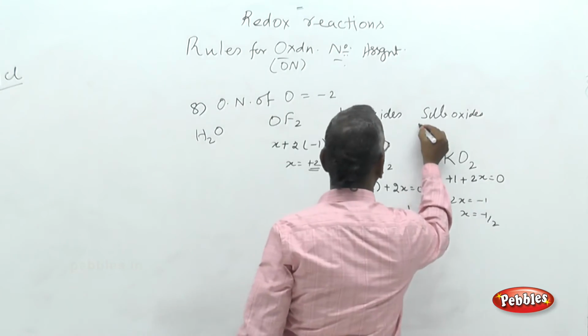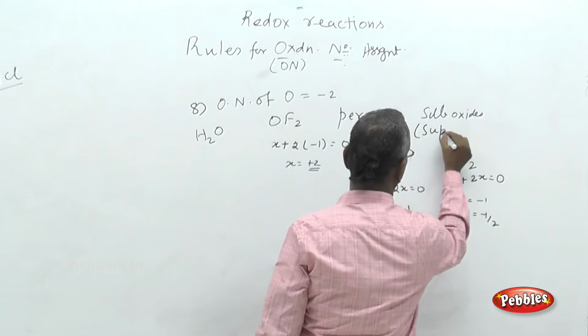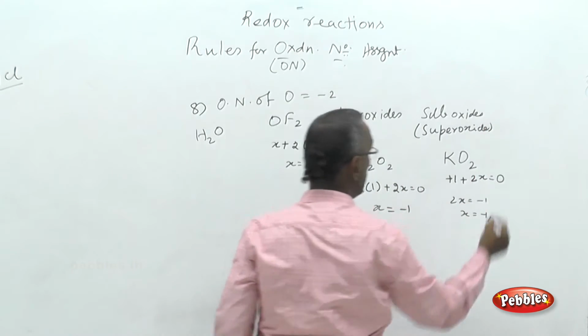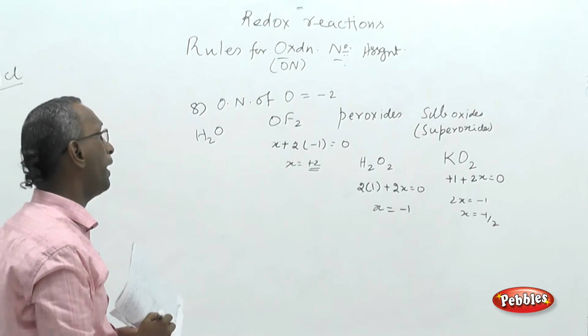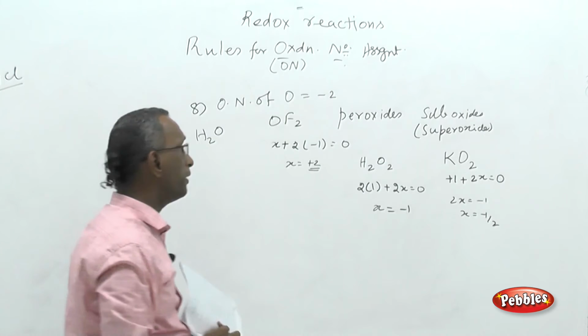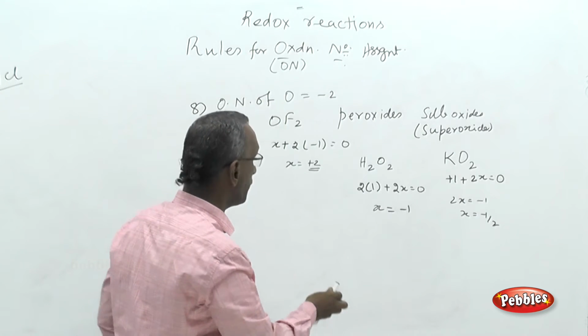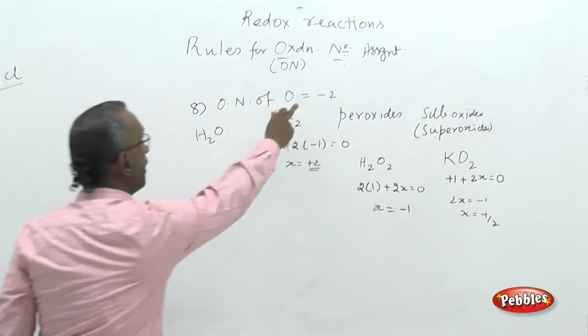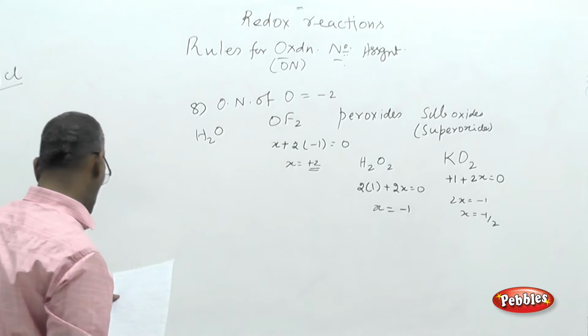In some cases it is also called superoxides. Potassium superoxide, suboxide, superoxide. So the idea is that it can take any negative oxidation state. In a rigorous case, it can also take a positive oxidation state. Generally, it is minus 2.